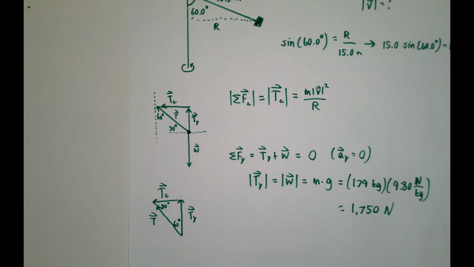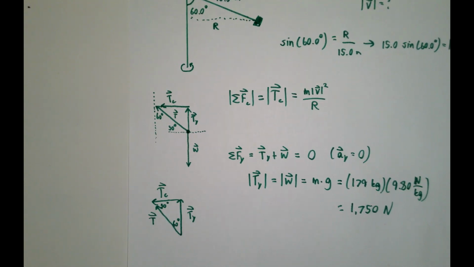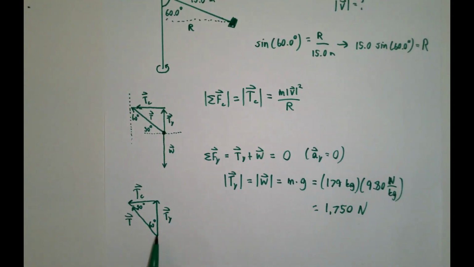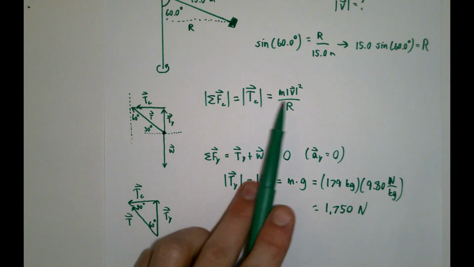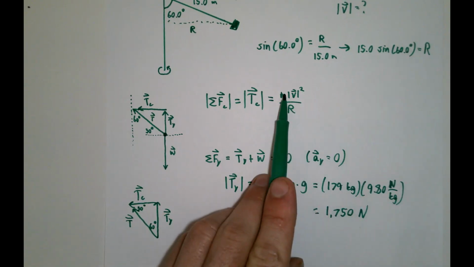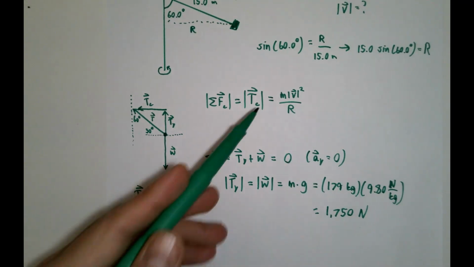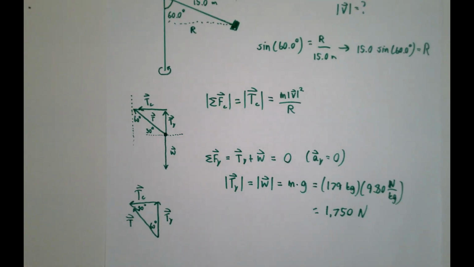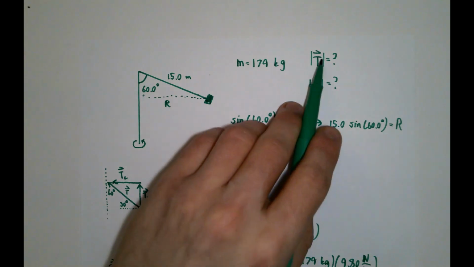Are we still following? Okay, good. This is a hard problem. So I can relate this 1750 to tension in C, and if I can find tension C, then I can find what the speed must be, because remember, I found the radius already. I know the mass. Remember, we're trying to find the speed and the tension in the cable.